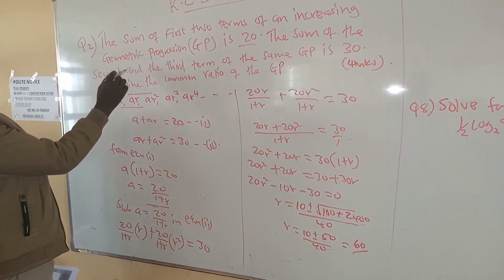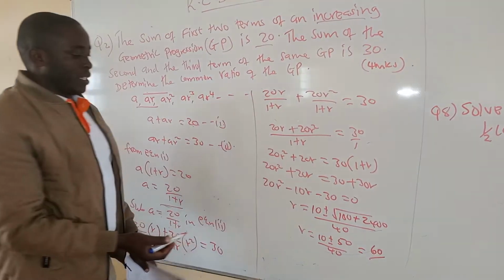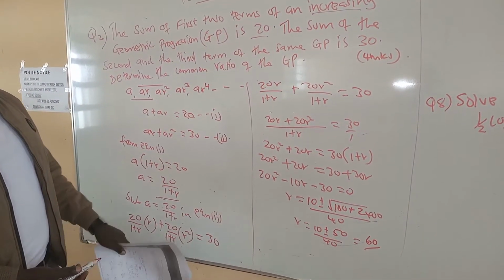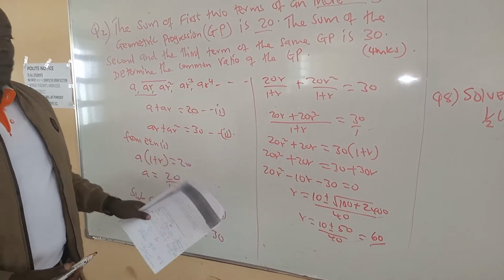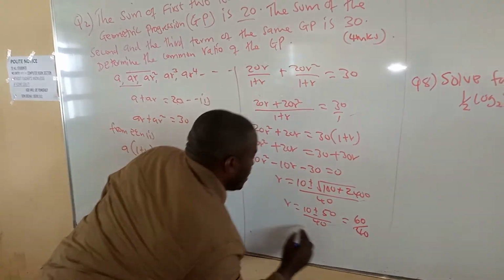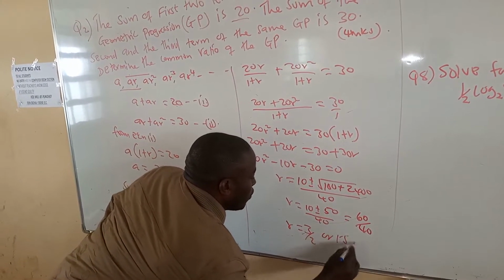It's not a decreasing, but an increasing. So if you take r to be negative, that means you are dealing with a decreasing. But if you are dealing with an increasing, you take r to be positive, and therefore you take the one with the positive, which is 10 plus 50, which is 60 over 40, and this gives you r equals 3 over 2 or 1.5.